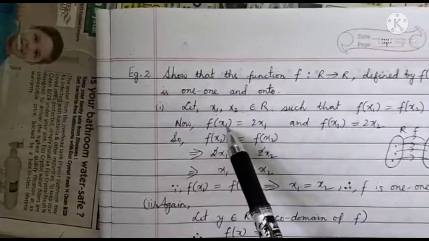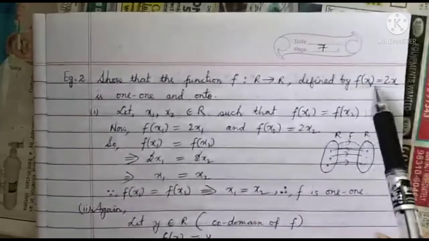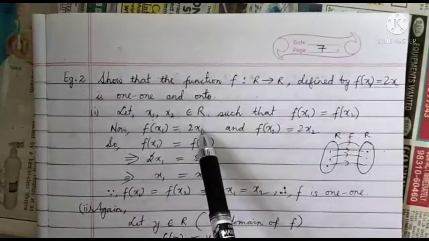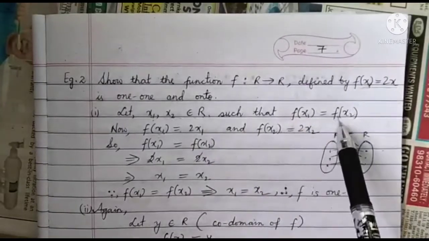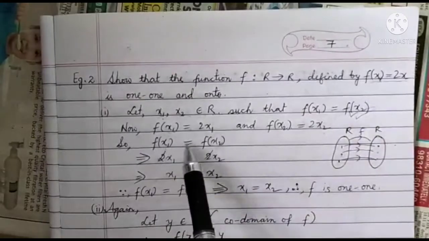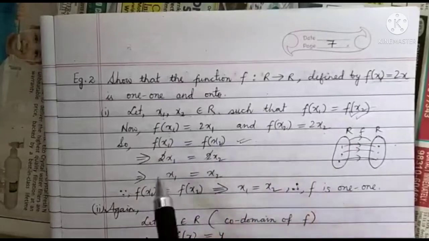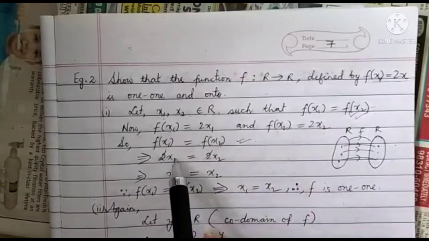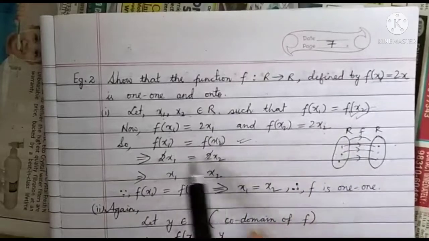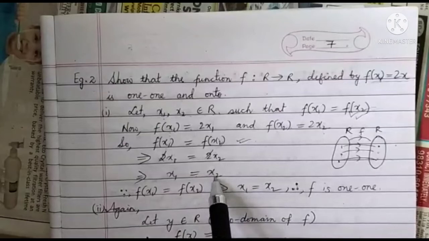So my f(x1) is from here. If I write x1 in place of x, I'll get f(x1) equals 2x1, f(x2) equals 2x2. So I got this one. So begin with my equation. My equation is f(x1) equal to f(x2). For one-to-one, I will check, start from this one, right? So f(x1) equals f(x2). Put the value of f(x1) is 2x1, f(x2) is 2x2, 2 gets cancelled. So it implies that x1 is equal to x2.